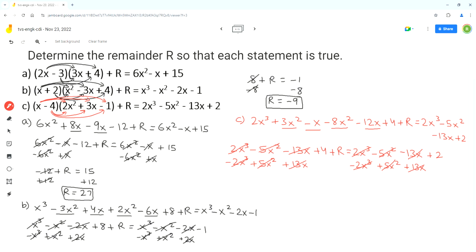We are left with, we can isolate r by subtracting 4 from both sides. I get r equals -2. So this should be the value of r for the equation in part C. So these are the steps you have to keep in mind to solve a problem like this one.